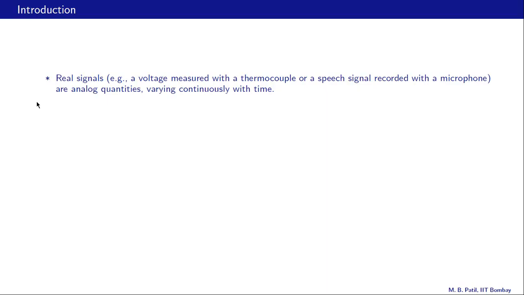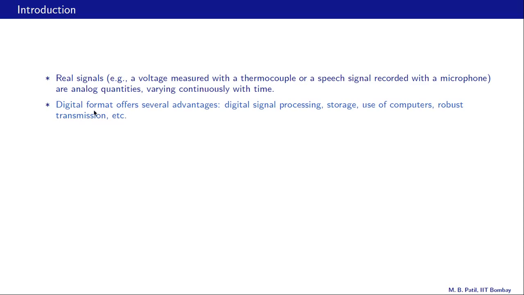We will now discuss analog to digital conversion and digital to analog conversion. And let us begin with the motivation behind this kind of conversion. Why do we need this conversion in the first place? So here are some points. Real signals, for example, a voltage measured with a thermocouple or a speech signal recorded with a microphone, are analog quantities, varying continuously with time.